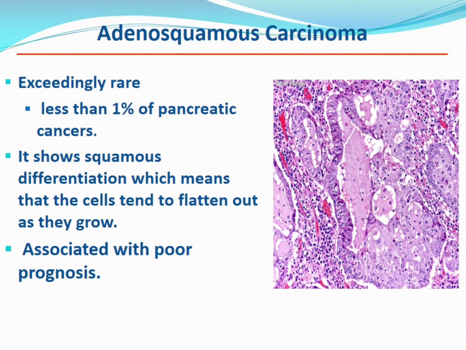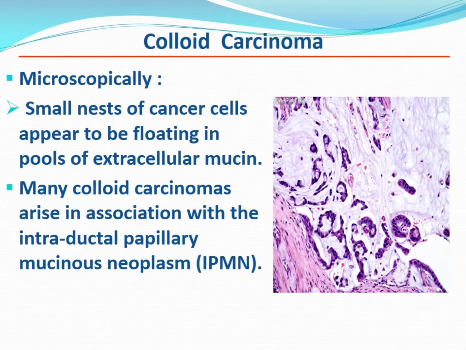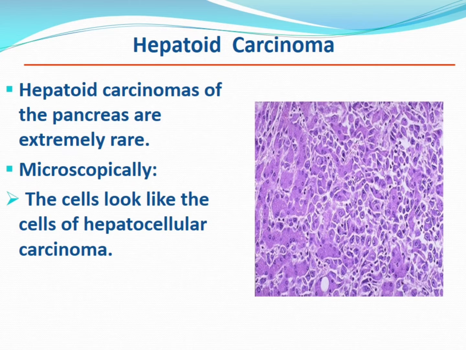Adenosquamous carcinoma, a variant of ductal adenocarcinoma, is exceedingly rare. It accounts for less than 1% of pancreatic cancer. It shows squamous differentiation and is associated with poor prognosis. In colloid carcinoma, microscopically, there are small nests of cancer cells floating in pools of extracellular mucin. Many colloid carcinomas arise in association with intraductal papillary mucinous neoplasm, IPMN. Hepatoid carcinomas are exceedingly rare, and microscopically the cells look like hepatocellular carcinoma.